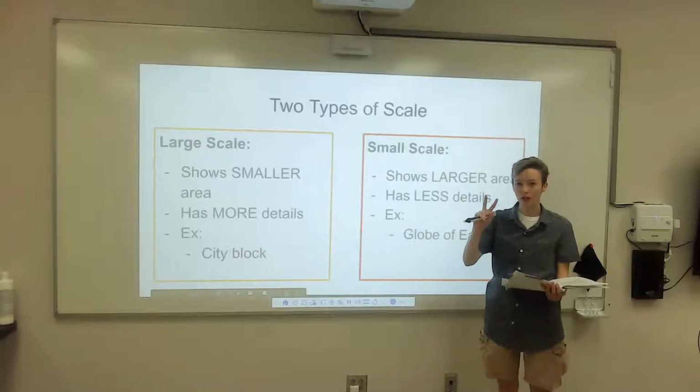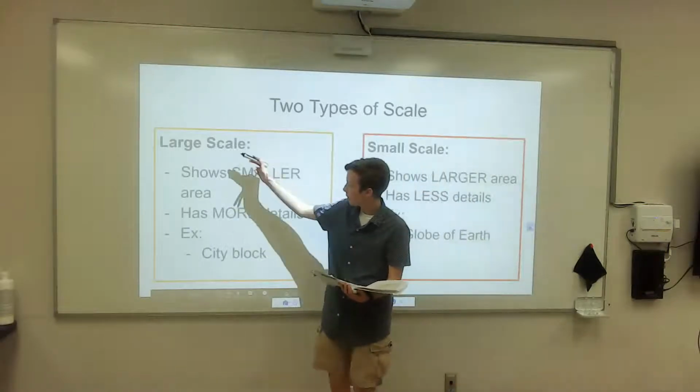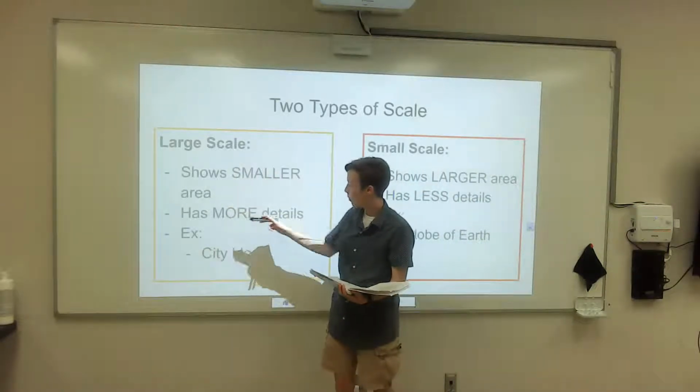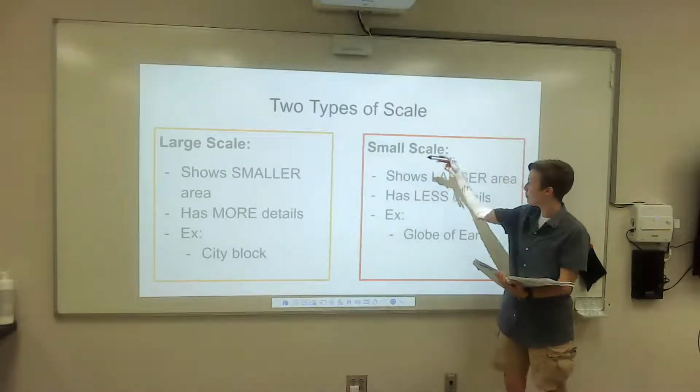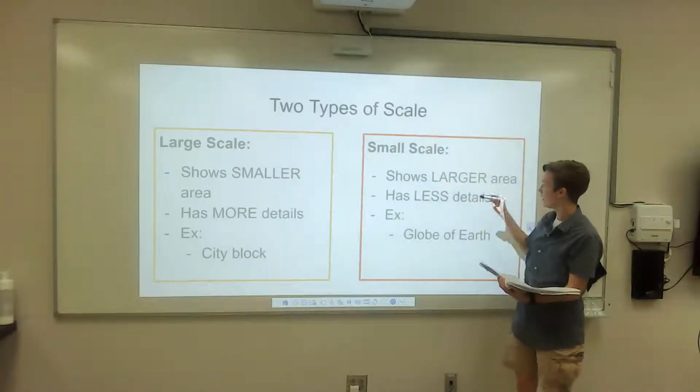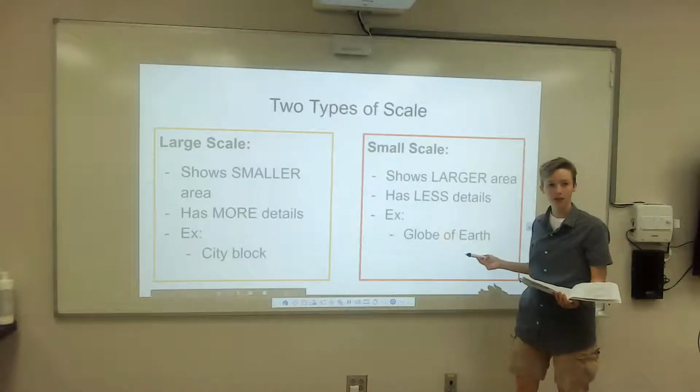So there's two types of scale. We have a large scale, which shows a smaller area, has more details. Example here would be a city block. And we have small scale, shows larger area, less details. Example would be a globe of the Earth.